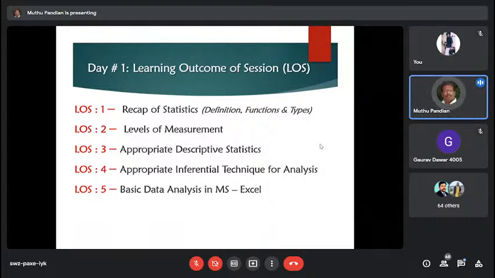So that's why we have to talk about appropriate descriptive statistics and appropriate inferential statistics, and then we may do a little bit of hands-on training on MS Excel: how to do hypothesis testing, how to do trend analysis and other things. Okay, so this is our session, what we are going to discuss today.